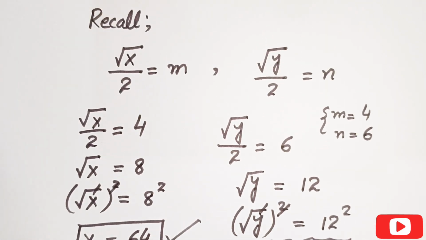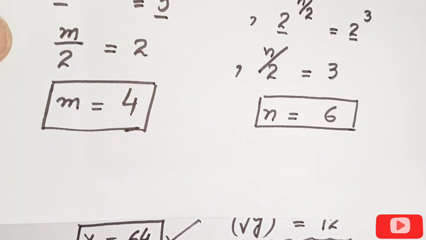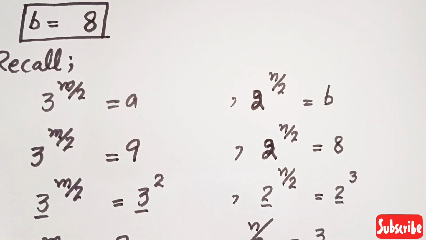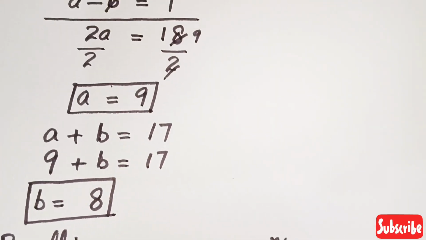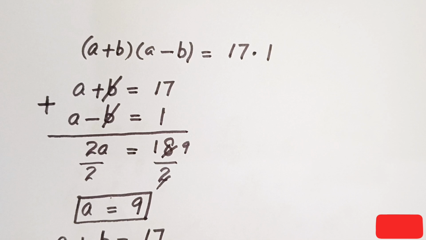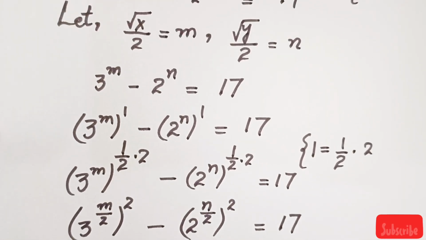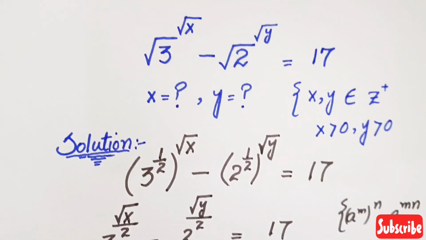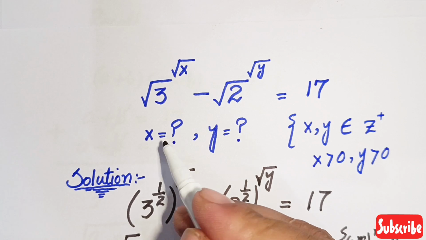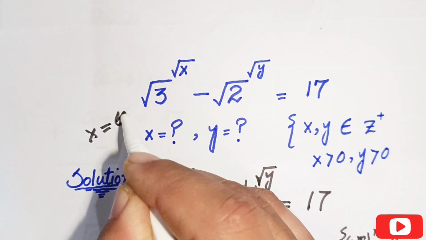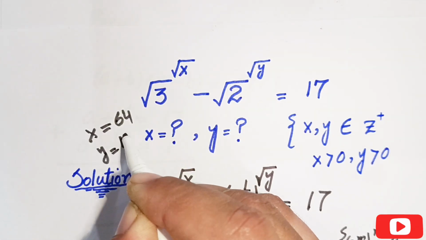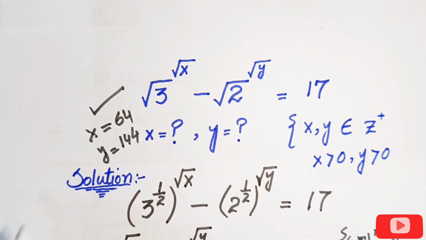Now we are going to check our entire solution step by step. Here we have the values of x and y. So I hope you have enjoyed this video. Our final answer is that x is equal to 64 and y is equal to 144.